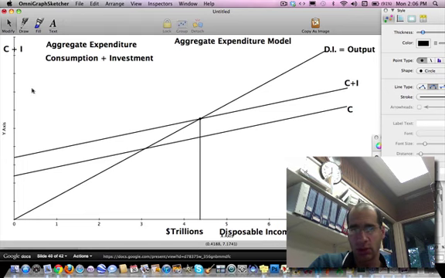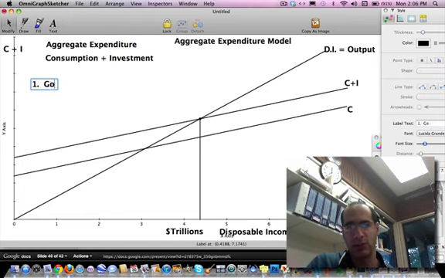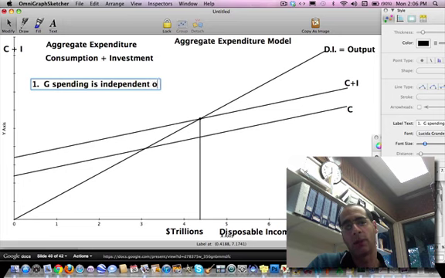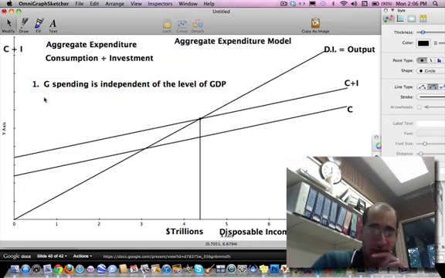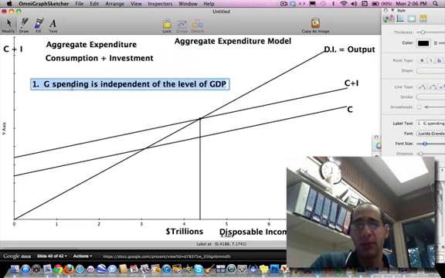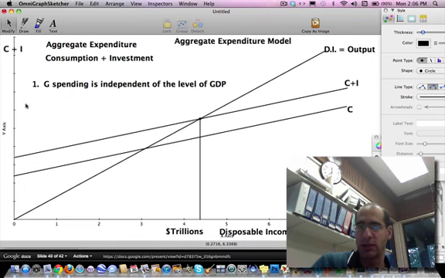The first assumption is that government spending is independent of the level of GDP. So it actually is not affected by that at all. The level of GDP could be very low and government spending could be high, and vice versa. Government spending will only be affected by what the government decides to do. It's a decision the government takes, and the government will decide how much money to spend in the economy.